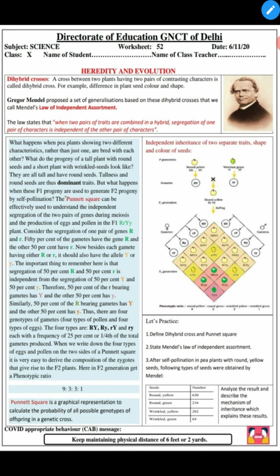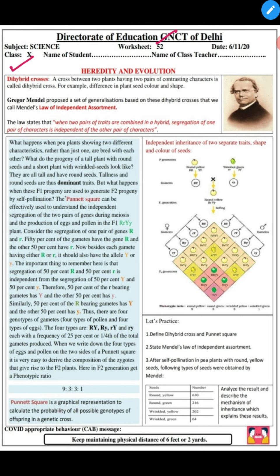Today we will discuss our worksheet 52 from your chapter Heredity and Evolution. As in our previous worksheet, we already studied the contribution of Mendel's experiment and the monohybrid cross. In continuation of that, today we will discuss the dihybrid cross.